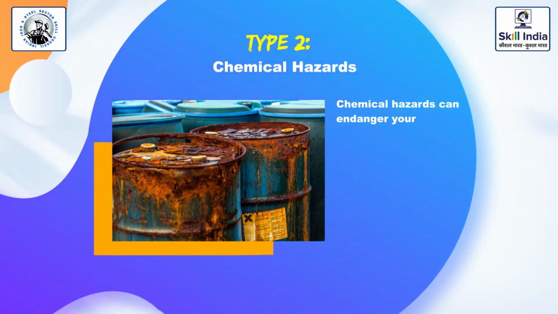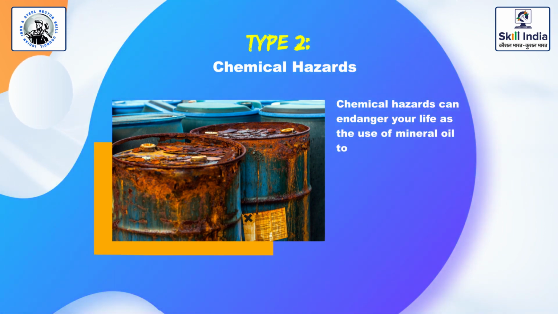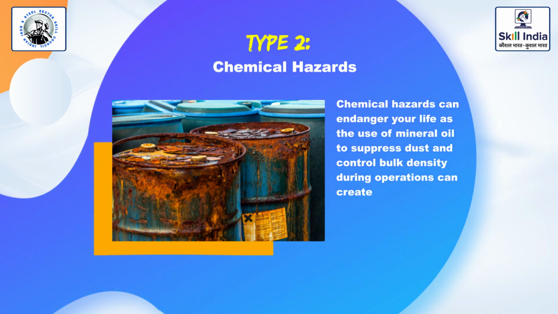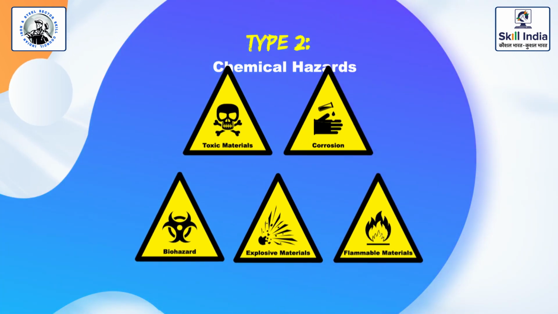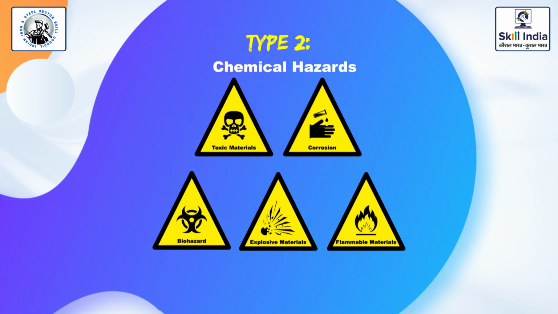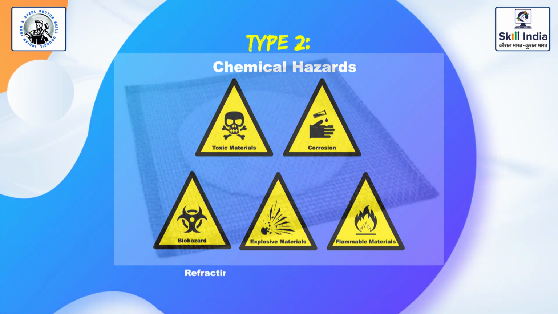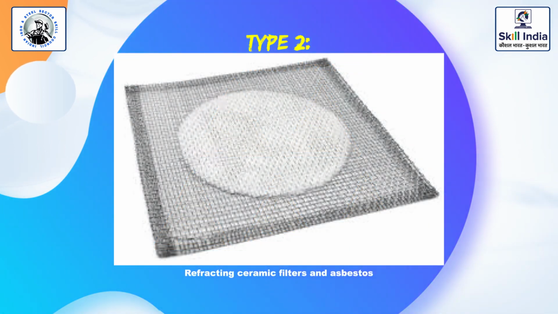Chemical hazards. Chemical hazards can endanger your life, as the use of mineral oil to suppress dust and control bulk density during operations can create a hazardous situation. Another thing is when lids and doors are removed during mixing, the materials that are used for sealing leaks in them can cause a worry. Also, use of refracting ceramic filters and asbestos as insulating materials and gaskets is there. But now we have appropriate replacements.